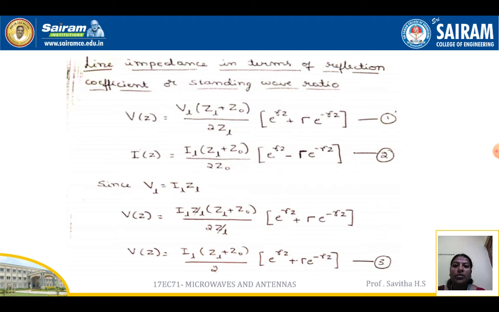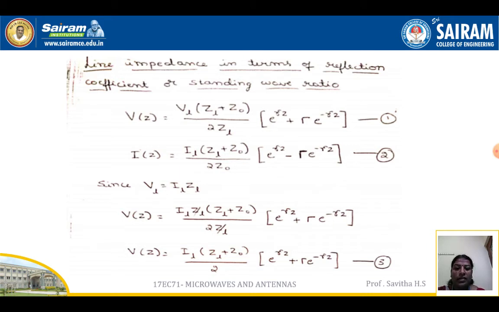Line impedance in terms of reflection coefficient or standing wave ratio. These two equations we already derived: V of z is equal to VL times (ZL plus Z naught) divided by 2 ZL, times e to the power of gamma z plus reflection coefficient into e to the power of minus gamma z, and I of z is equal to IL times (ZL plus Z naught) divided by 2 Z naught, times e to the power of gamma z minus reflection coefficient into e to the power of minus gamma z. Since VL is equal to IL into ZL, substitute in the equation: IL times (ZL plus Z naught) by 2 ZL, times e to the power of gamma z plus reflection coefficient e to the power of minus gamma z.